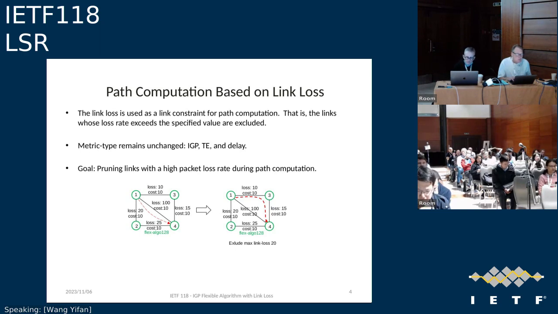For example, in the figure below, we need to find a shortest path from node 1 to node 4. In the beginning, the path is chosen as the link 1 to 4 since it has the minimum cost. However, the loss of it is extremely large, so we will obtain a bad quality of service. But with the exclude max link loss constraint imported, the 1 to 4 and the 2 to 4 links are excluded. So now the best path comes to be 1, 2, 3, 2, 4. So now we can get a good path with a small loss.